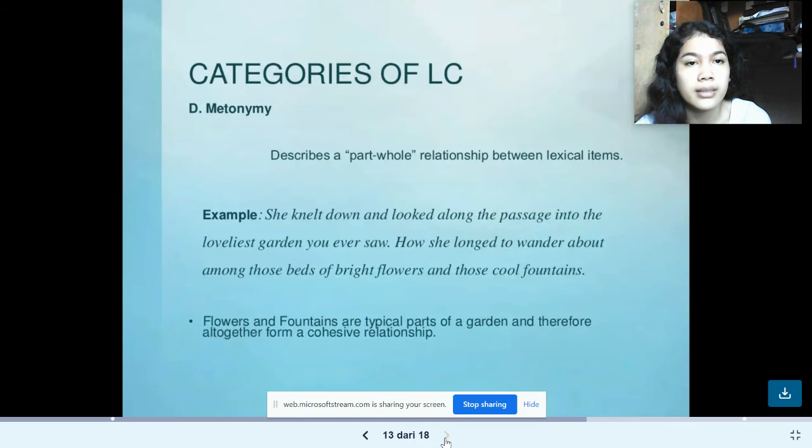And then the next category is metonymy. Metonymy is described as a part-whole relationship between lexical items. The example: she knelt down and looked along the passage into the loveliest garden you ever saw. How she longed to wander about among those beds of bright flowers and those cool fountains. So the explanation is that flowers and fountains are typical parts of the garden and therefore altogether form the cohesive relationship.